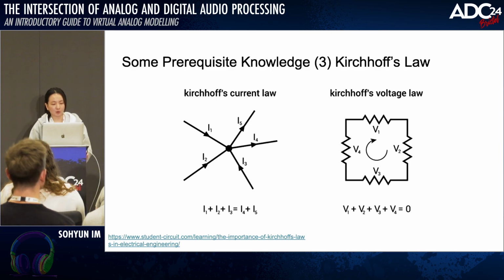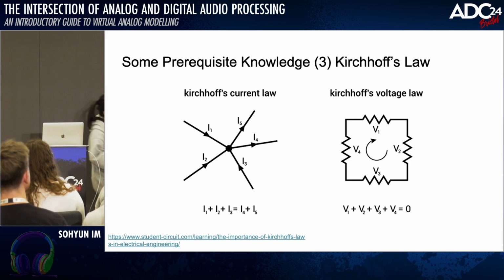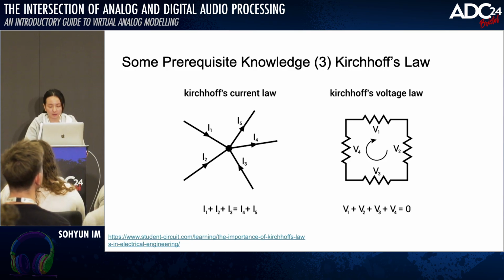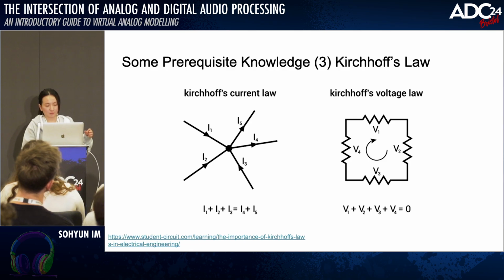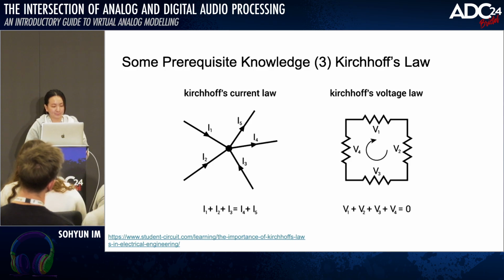I want to talk about node first. The node is a connection between circuit components. And for Kirchhoff's current law, the total current entering this node in an electrical circuit is equal to the total current leaving, like flowing out of the node. And the Kirchhoff voltage law is the sum of all voltages around any closed loop in an electrical circuit is equal to 0.